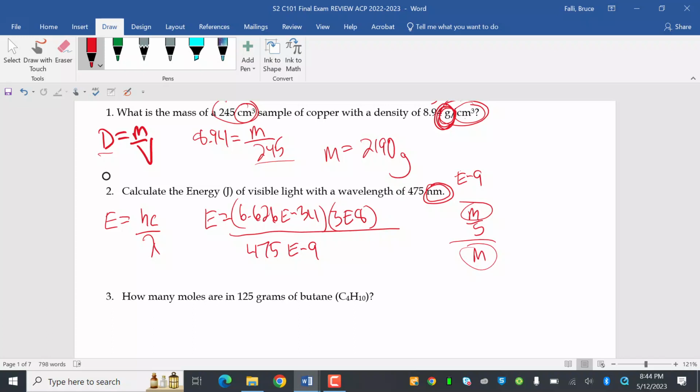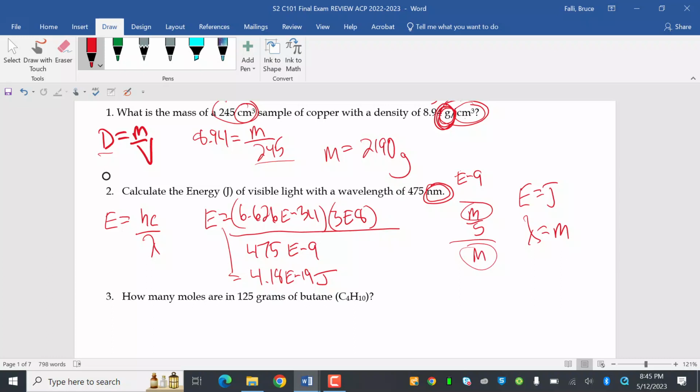6.626 E negative 34 times 3E8 divided by 475 E negative 9. So notice I didn't move the decimal. I just threw an E negative 9 on there. And my energy is 4.18 E negative 19 joules. Remember, energy needs to be in joules, and wavelength must be in meters to do calculations.